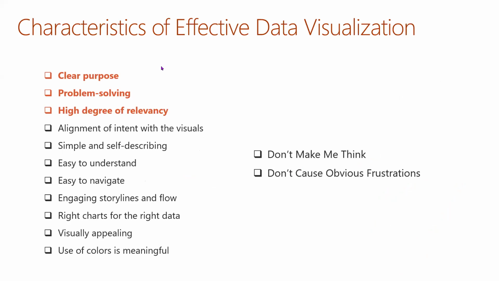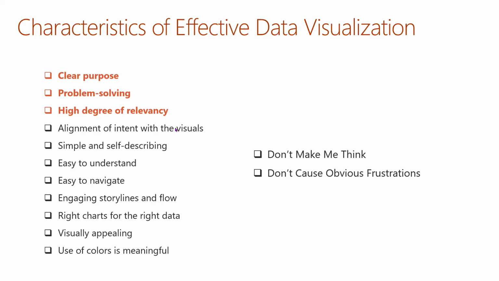We have some points in red, some points in black. Let me just start with the black points. There must be alignment of intent with the visual. Don't let your visual miscommunicate what you are trying to say, as it is in your mind. Pour it out like that in your visual. You want it to be simple and self-describing. They don't need to call you. If you have submitted a visual for your work, a report, the person that is going to read it does not need to call you and say, Temitope, come and explain, what do you mean in this place? It must be so simple.